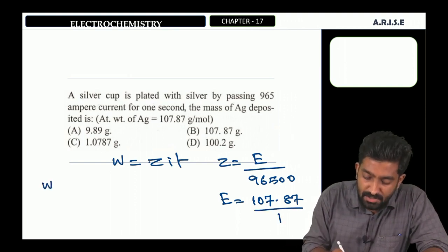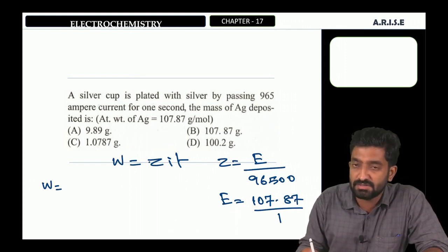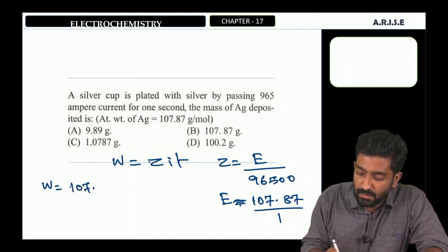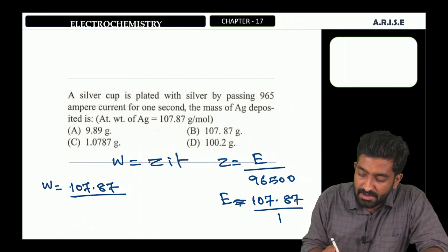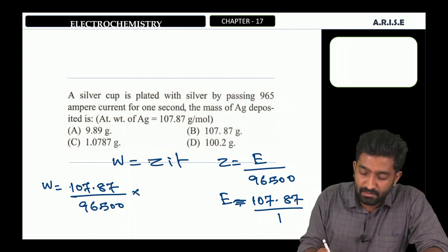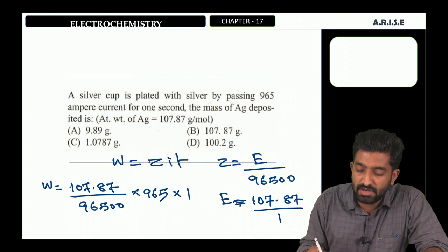Therefore, we can write mass deposited W is equal to E by 96500, where E is the equivalent weight of metal, that is 107.87. Z is the electrochemical equivalent, okay? Divided by 96500. Then we can substitute the value for current and time. The current is equal to 965 ampere, and time is 1 second.